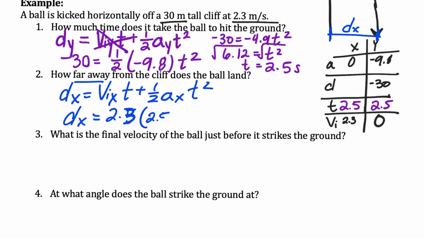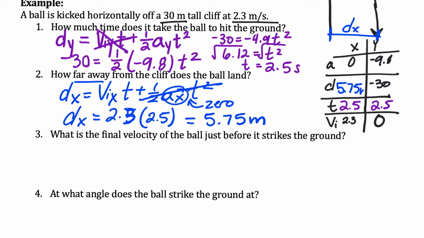times 2.5 seconds. And then the second half of this is going to be canceled out because that acceleration here is 0. So we don't need to do the second half of this. So you're going to multiply 2.3 times 2.5, and you get 5.75 meters for the horizontal distance. So then you can add that into your table if you would like. And that's the horizontal distance that it goes. So that's this right here.